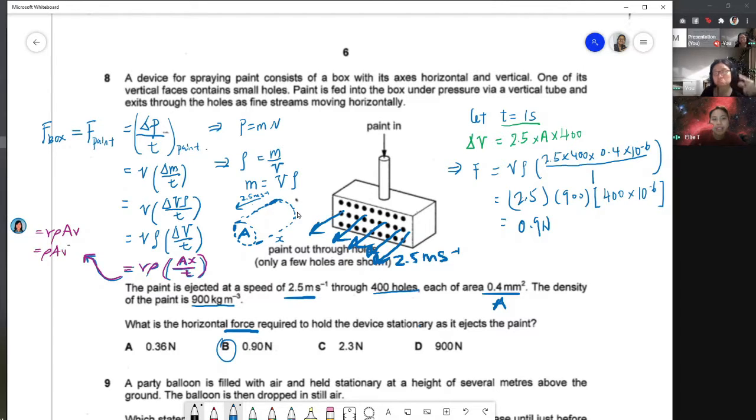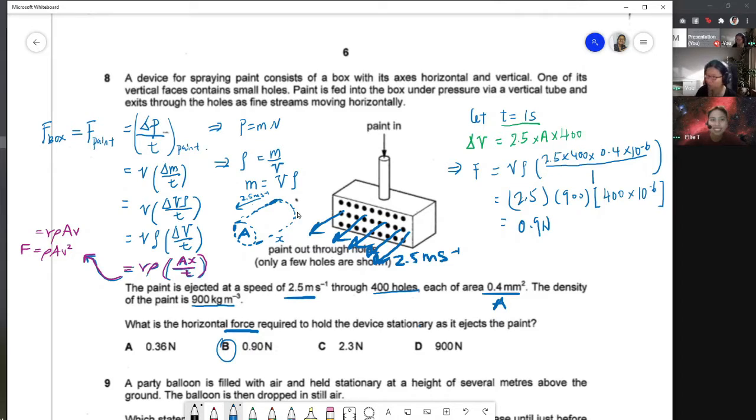So rho AV squared. Done. Don't need to multiply so many things. Okay, so that's another way. But you can see this is also rho AV squared. Because the V squared, the V is here, the rho is here, the area is this one. And you press this one is your V. This is your area.